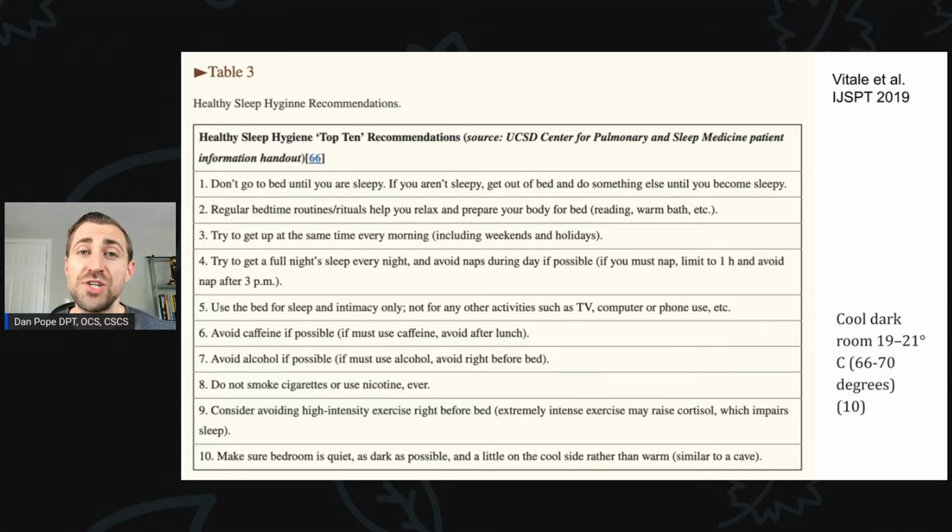I think that's very challenging, especially for young folks, people that party on the weekends. It's going to be very challenging for those folks to go to sleep at the same exact time on the weekends, but it's going to be important to do that, right?